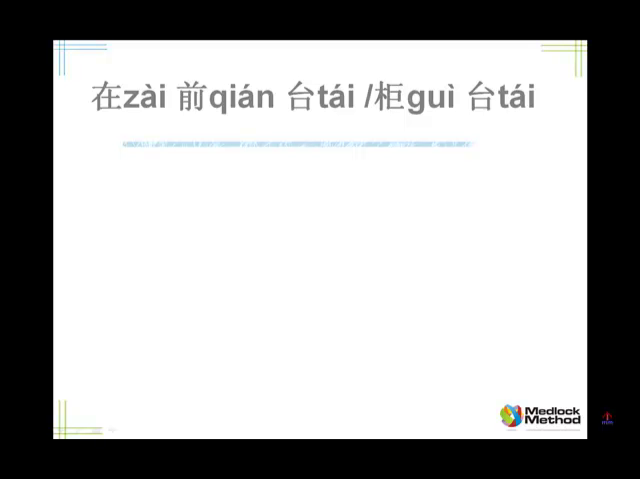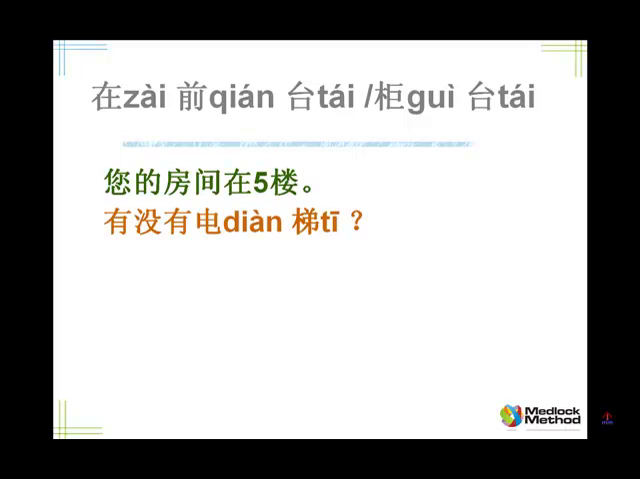Now, we're talking about your room. So you're talking about which floor and how to get to your room, aren't we? Yeah. You should be able to get this. Tell me, your room is on the fifth floor. 您的房间在五楼。 The new word, elevator. 电梯。So literally it means electric staircase. Yeah. Or step. That's what I love about Chinese. It's so literal. You can work out, especially, what modern words are going to be. Yeah. Ask me, is there an elevator? 有没有电梯?